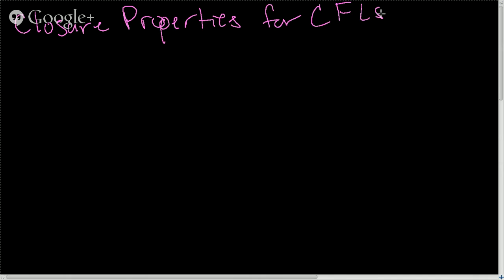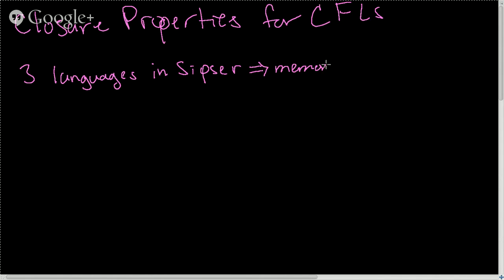And so this is our last thing that might show up on the exam, and it is closure properties for CFLs. What you want to do for this one is there are 3 languages that Sipser proved are not context-free, and you just want to memorize the languages. They're very easy languages, so not anything too terrible to have to memorize.